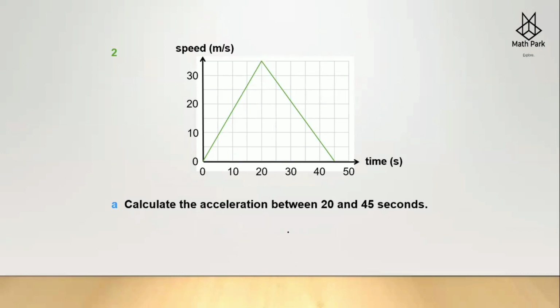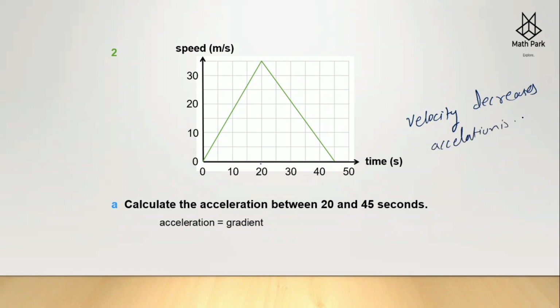Okay. Then calculate the acceleration between 20 and 45 seconds. Now acceleration is again a slope. Now what is the slope? When the line is sloping from left to right, it is negative, that we have learned in the video on the slope and graph. Also remember, whenever the velocity decreases, the acceleration is negative. Okay, that we need to remember.